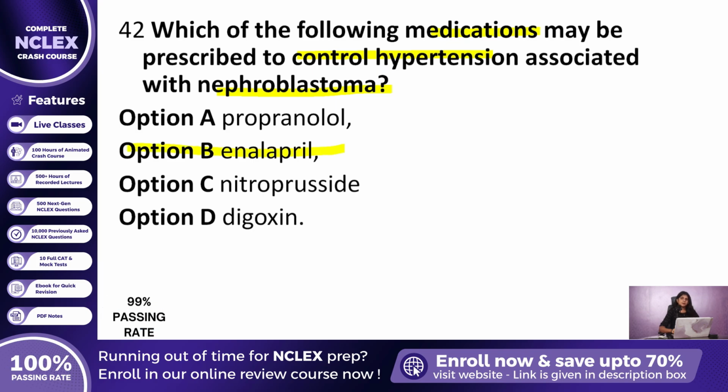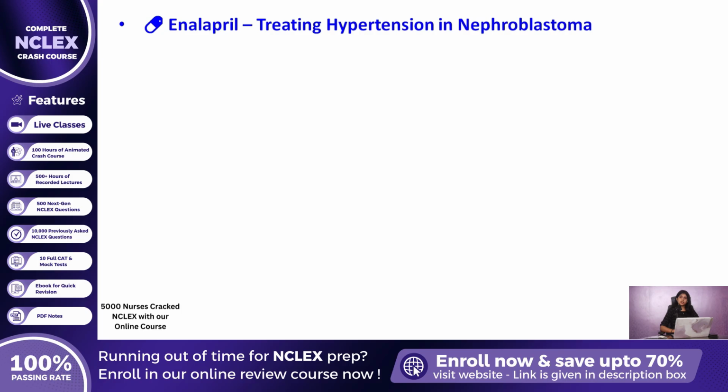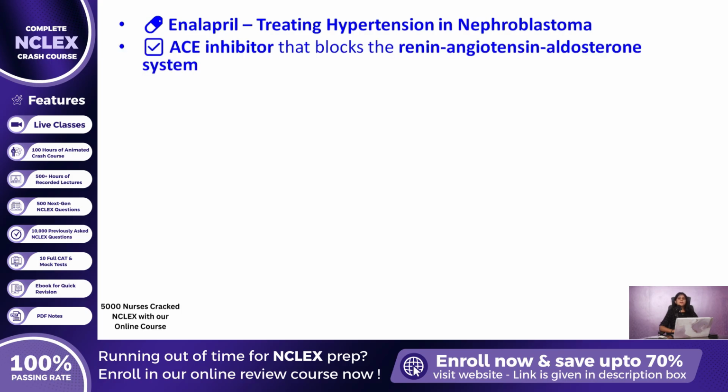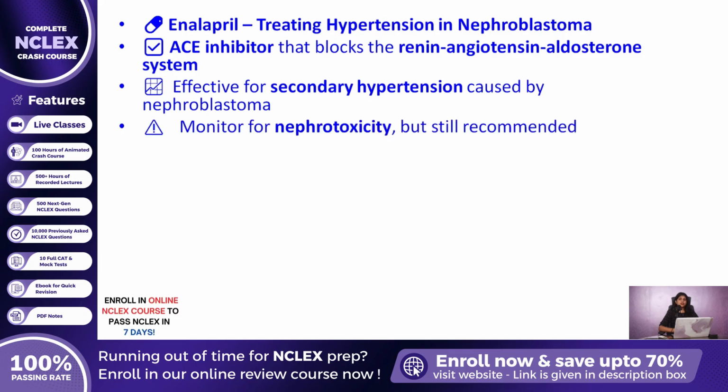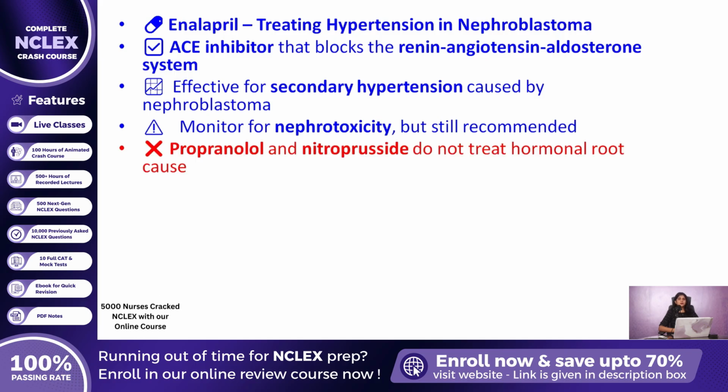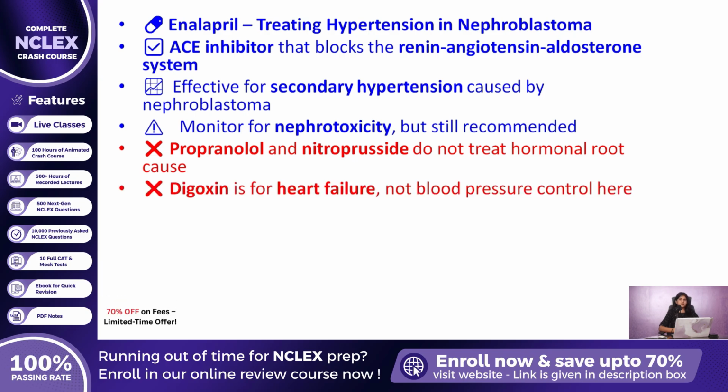Here is the rationale. Enalapril, an angiotensin-converting enzyme inhibitor, blocks the renin-angiotensin-aldosterone system, which is often overactive in nephroblastoma, leading to secondary hypertension. Although monitoring for nephrotoxicity is necessary, ACE inhibitors are the recommended treatment. Propranolol and nitroprusside do not address the hormonal cause of the hypertension, and digoxin is used for heart failure, not for managing blood pressure in this context.